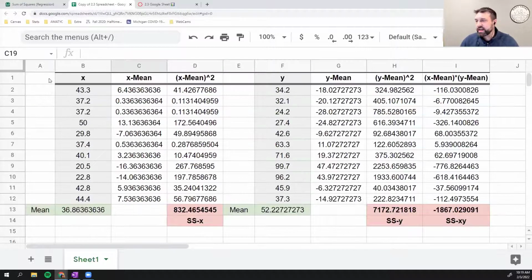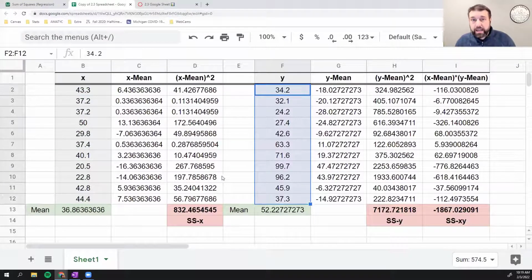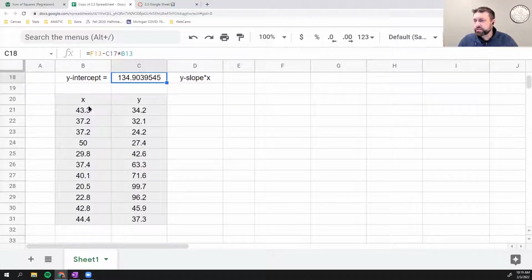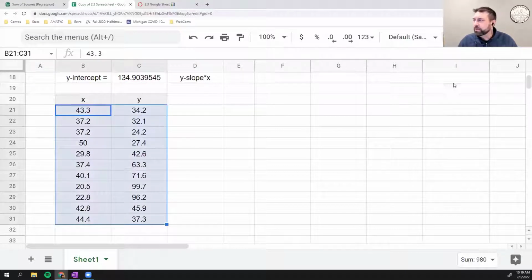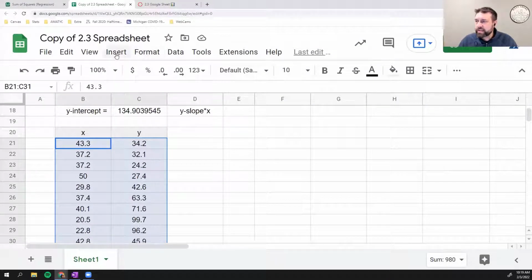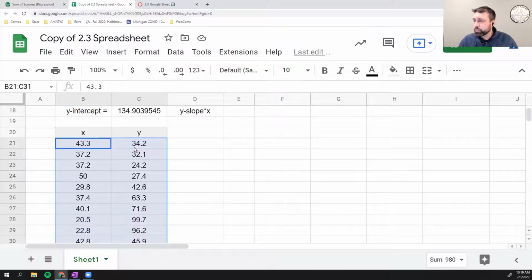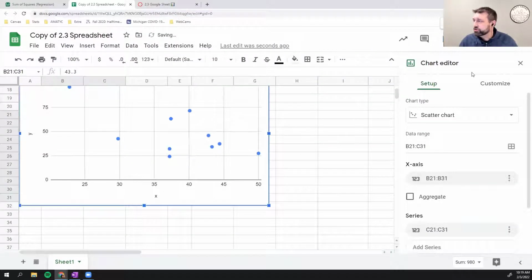So for this data set, for this x and for this y, if we were to make a scatter plot, this would be the slope and the y-intercept of the line of best fit. So let's take a look at that. Here's the data. This is the exact same data, just in a more condensed format. I'm going to highlight it, and I'm going to go up to my toolbar and say Insert Chart. We've done insert charts before.